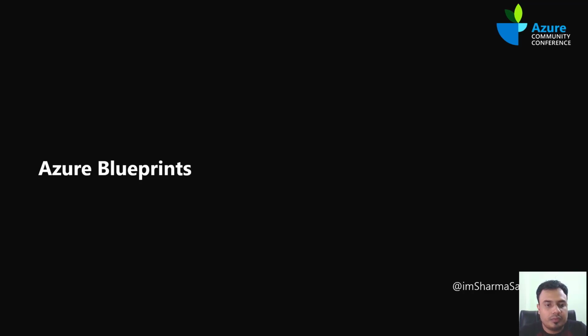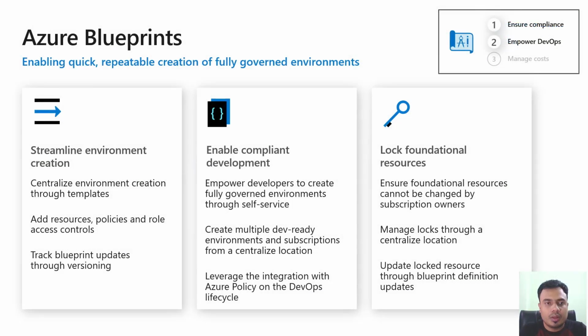Let's move to the second part, which is Azure Blueprints. We have already talked a lot about it, so you have a basic idea about why we use blueprints. Blueprints enable quick and repeatable creation of a fully governed environment. It streamlines your environment creation, because first of all you can do it from a centralized place using templates. Those templates you can change in one place and then reuse. Within a blueprint you can have resources, policies, RBAC, all the things. So it's very comprehensive.